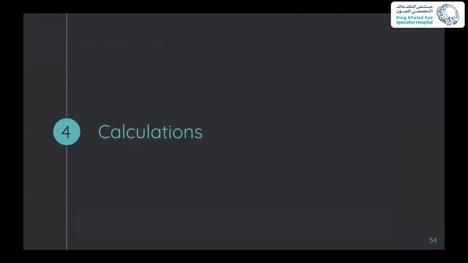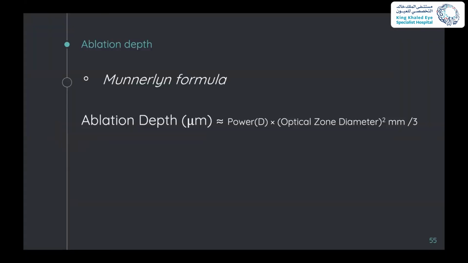Okay, now we're going to speak about some of the calculations. These calculations, as I said, can help you quickly evaluate whether the patient is fit for refractive surgery or not. The depth of ablation is a little bit different from surface treatment or LASIK, but the general rule of calculating the depth is by multiplying the power by the optical zone diameter to the power of 2, then dividing by 3. Generally speaking, the residual bed thickness should not go below 250 in LASIK.